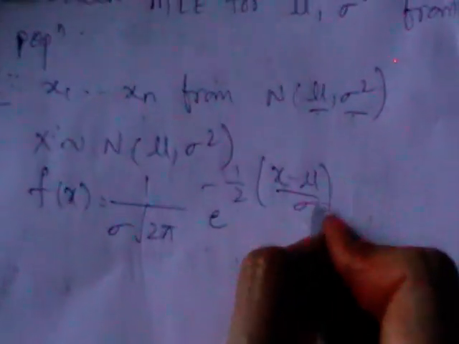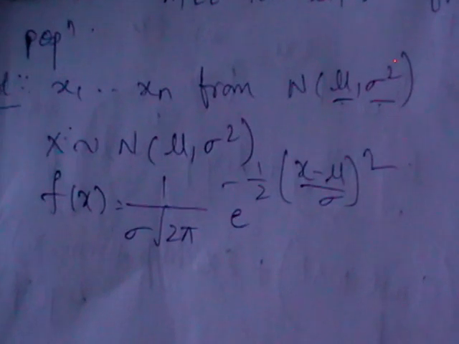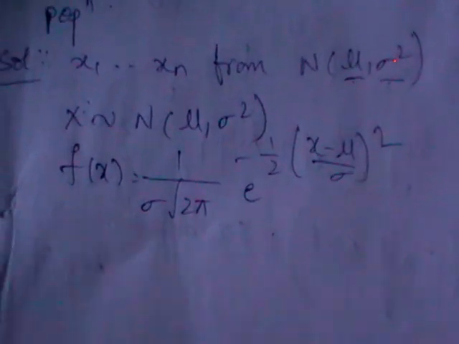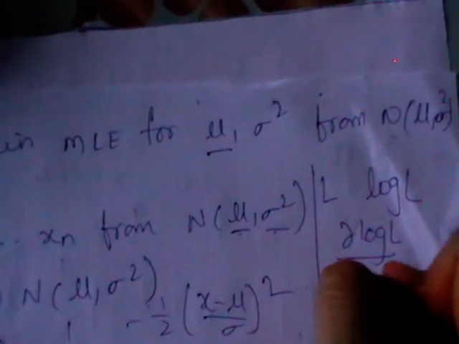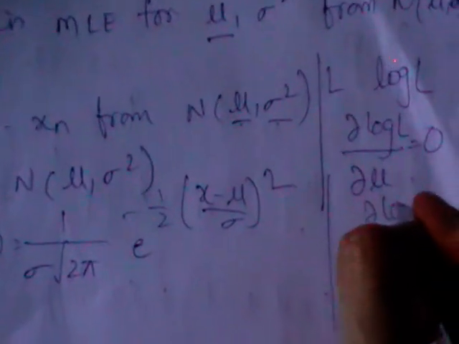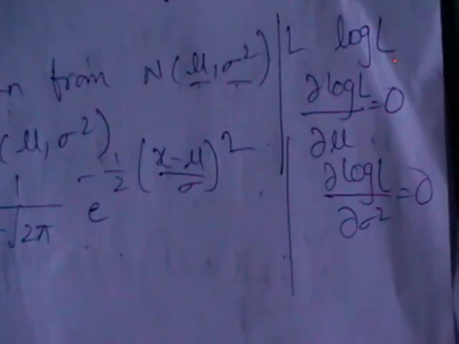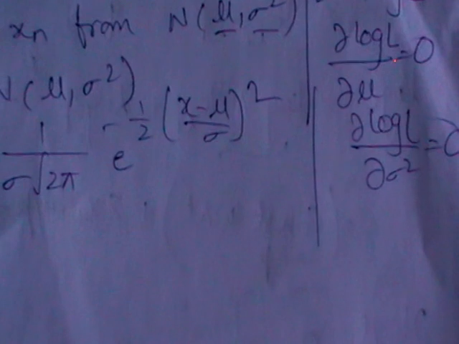PDF of x is 1 by sigma root 2 pi e power minus 1 by 2 (x minus mu by sigma) whole square. So what are the three major steps in finding the MLEs? L, log L. Here you'll get two cases while doing for mu: dou log L by dou mu equal to 0, and as you need to find out for sigma square, dou log L by dou sigma square equal to 0 also. So how do you define L?